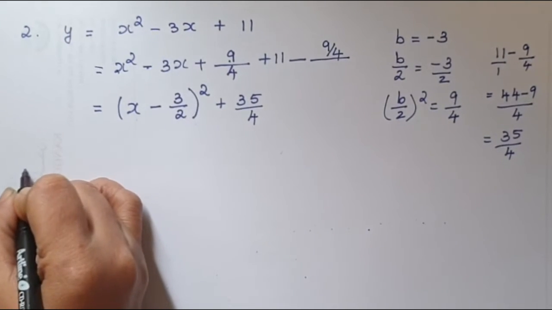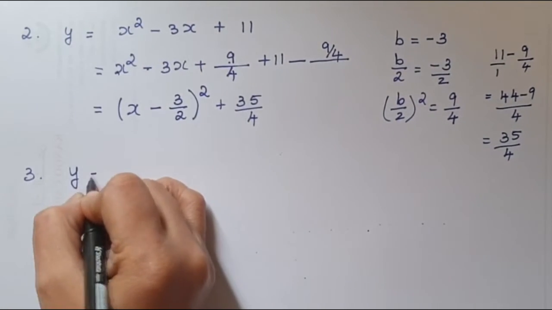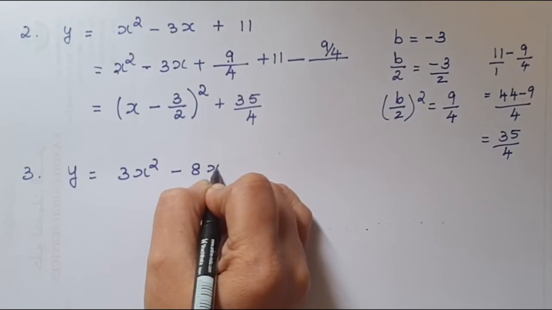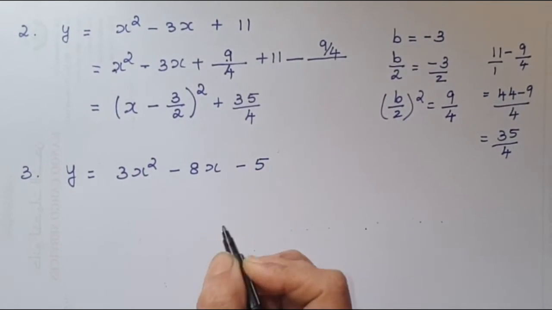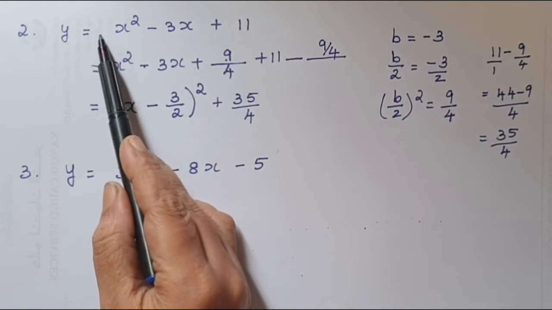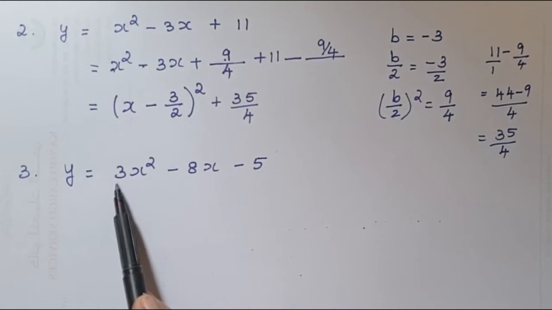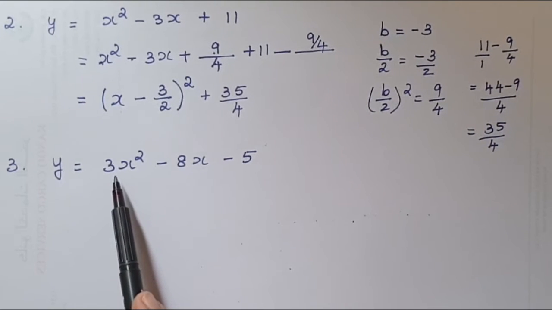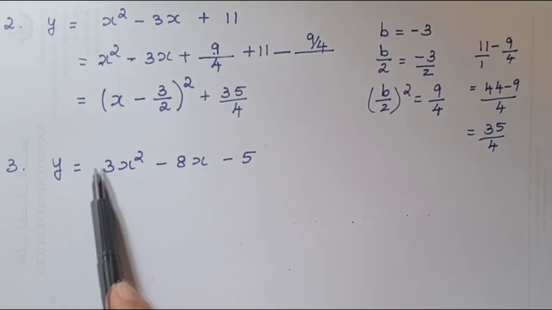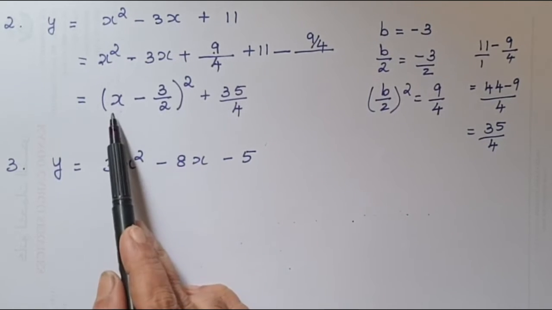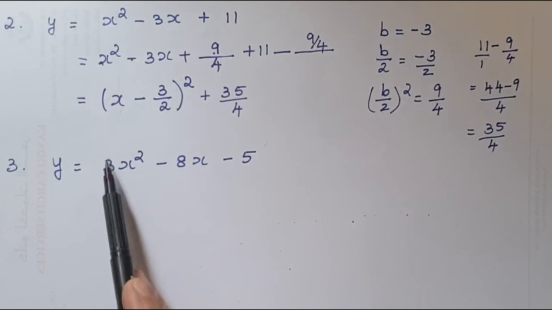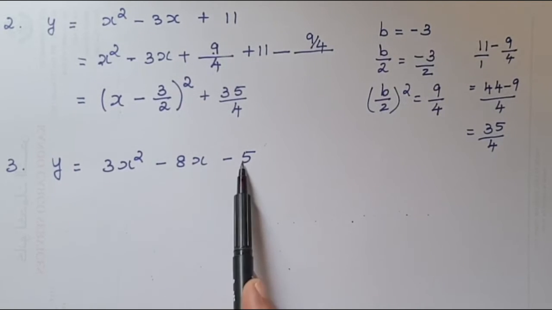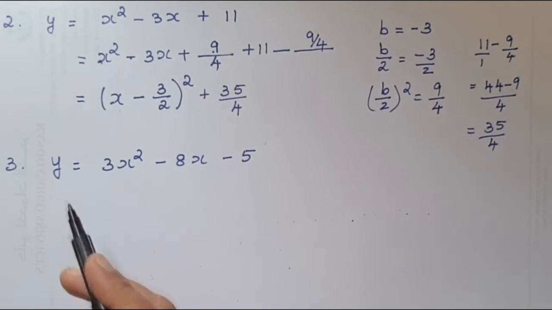Now the third type of question. Y will be equal to 3x squared minus 8x minus 5. Previously there was no coefficient of x squared, but in this term there is a coefficient of x squared over here. So what we have to do is, this formula is applicable only when it is x squared. So in order to do the same, we first remove this 3 from the entire equation, then we do the same process.